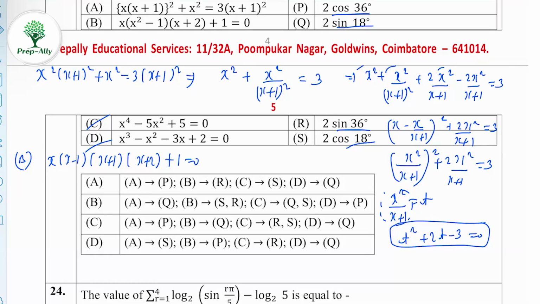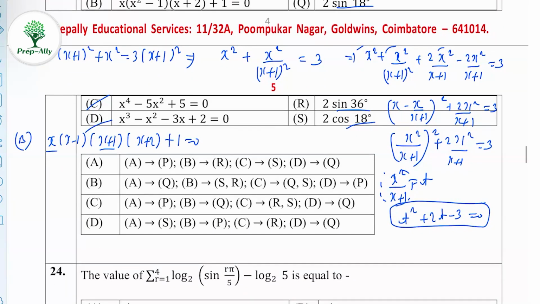What I'll do is, see, I'm multiplying x into x plus 1. So when I multiply x into x plus 1, what will you get? x square plus x. And then I'll multiply x minus 1 into x plus 2. So it will be x square plus x minus 2 plus 1 equal to 0.